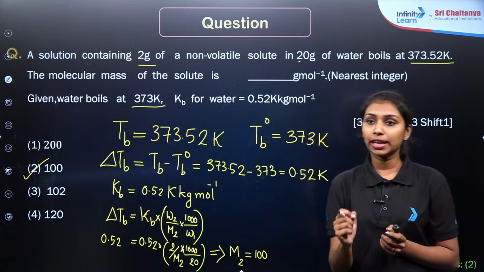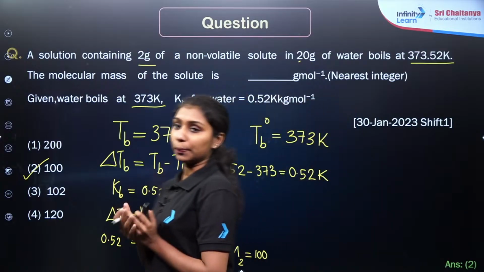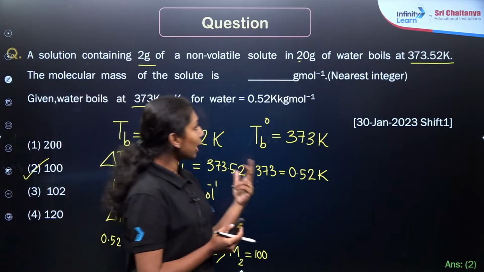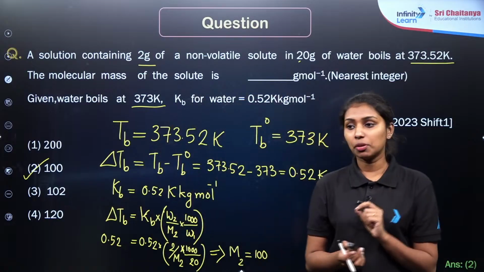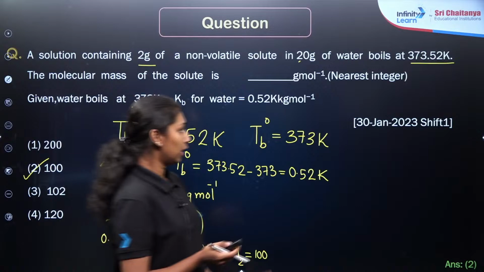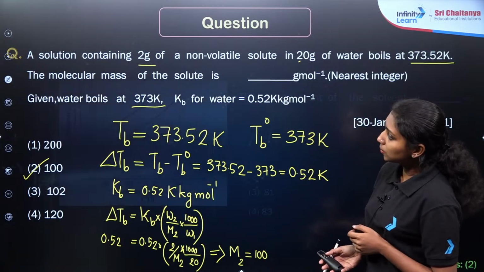So what you have to do here, by using the given data, you need to find out the value of delta TB, elevation of boiling point. Just apply it on the equation of delta TB is equal to KB into m. Here you need to calculate the molality by using the given masses. From that you can identify the mass of the solute, that is M2 is equal to 100 here. I hope it is clear for everyone. Now let me move to the next question.